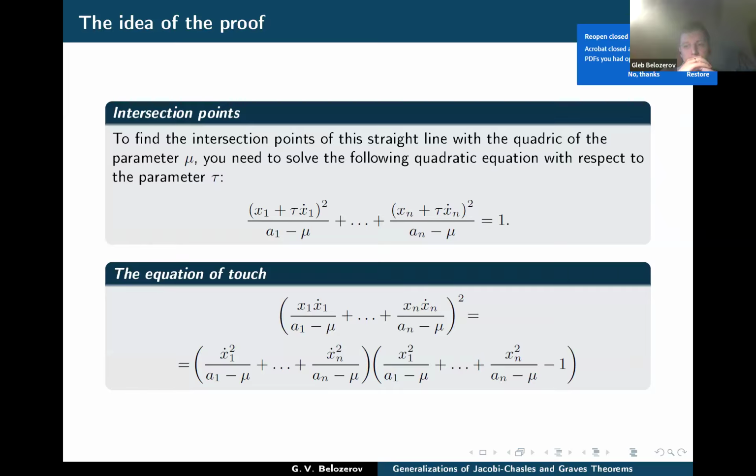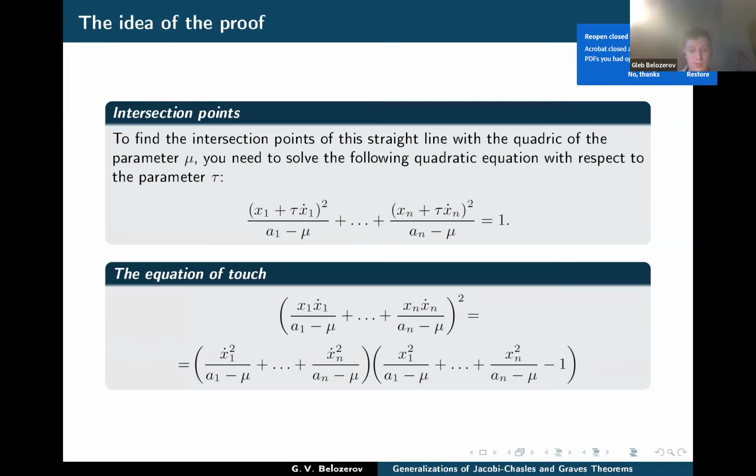And what do you mean by discriminant? The discriminant by tau. So if we write this formula, we obtain the following expression at the bottom of the slide.